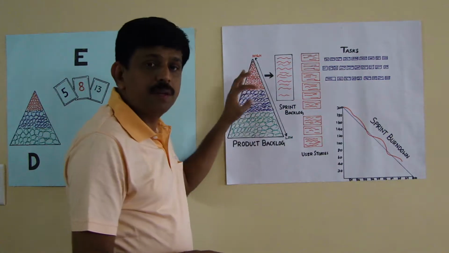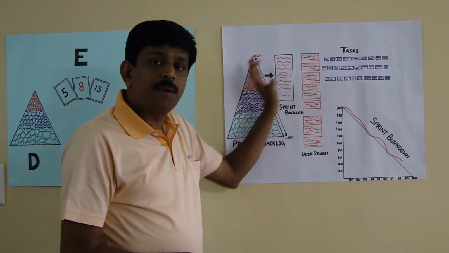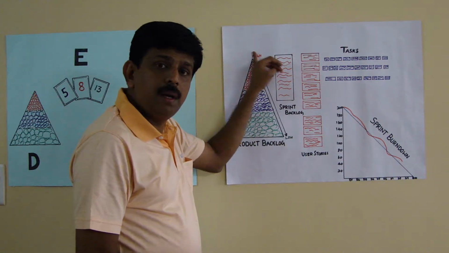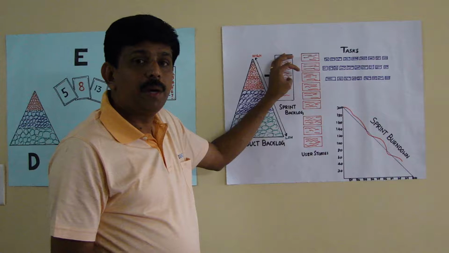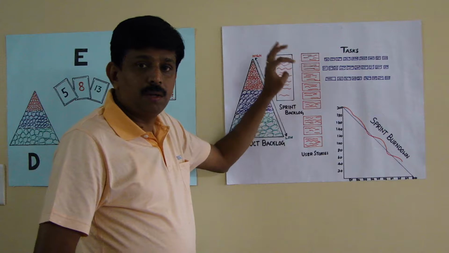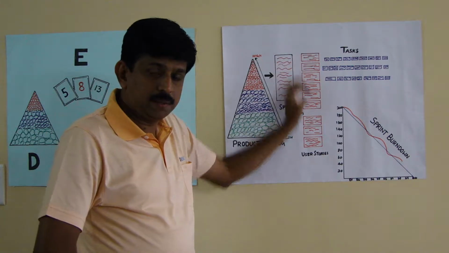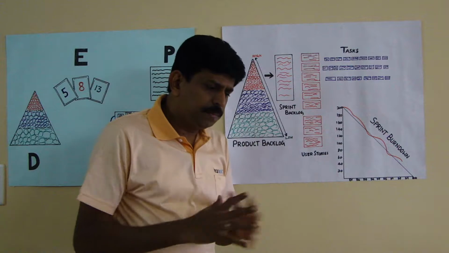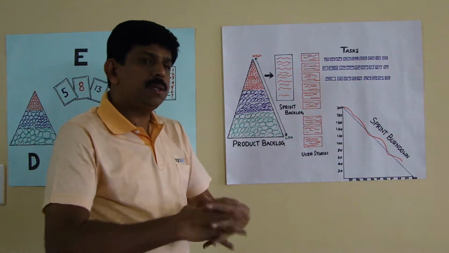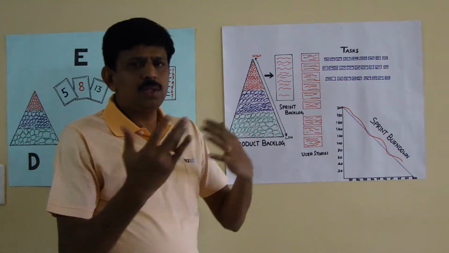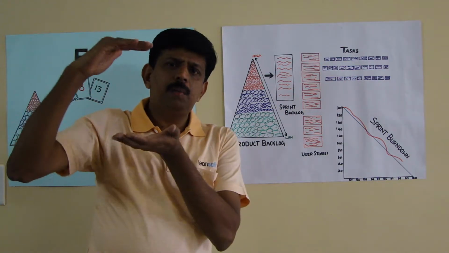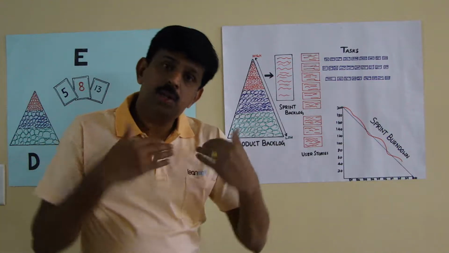It is a subset of the product backlog, which comes from the highest priority on the product backlog. If you see this line, the product backlog has low and high priority. The highest priority items go to the sprint backlog. The team decides what it will be able to build in the next 2 weeks. Let's assume the team has 200 hours of capacity. Based on that, they pick, saying we can build these 10 items out of these 200 items, and then we move forward.